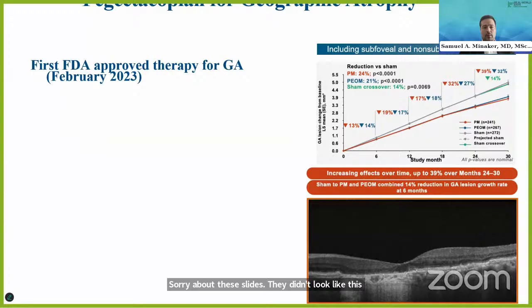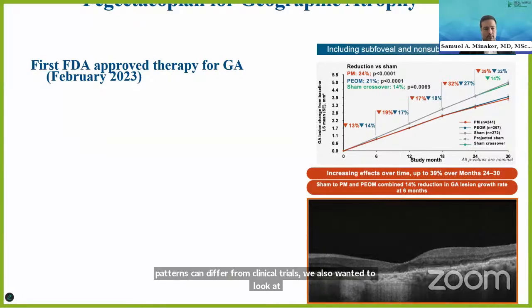Pegcetacoplan was the first FDA-approved therapy for geographic atrophy. Initial concerns after the REST report for intraocular inflammation and retinal vasculitis led us to want to look at real-world adverse events. And given that practice patterns can differ from clinical trials, we also wanted to look at practice patterns as well.